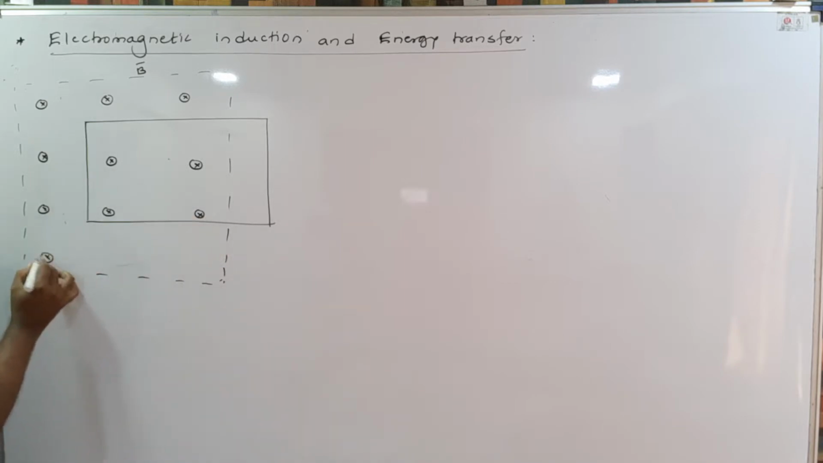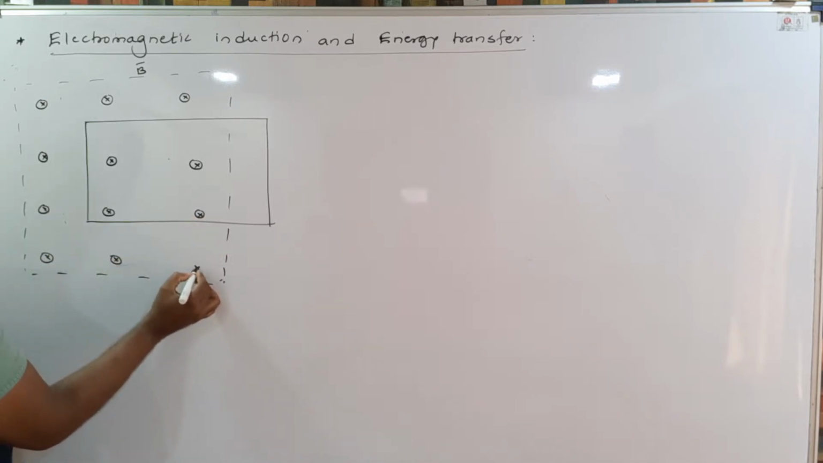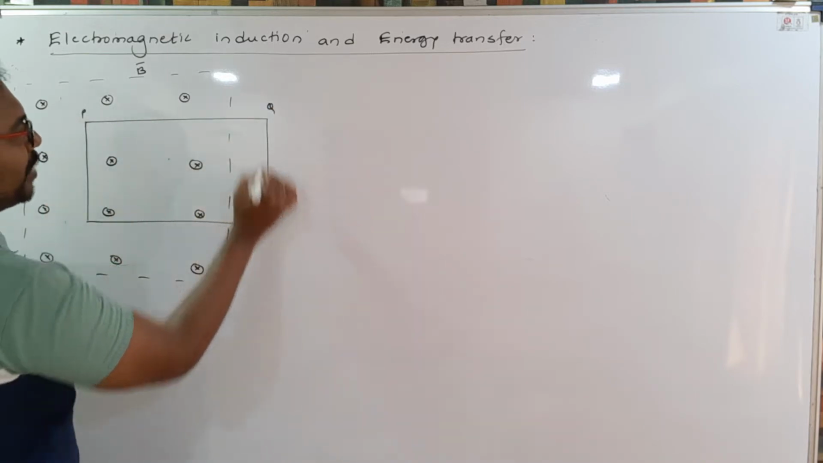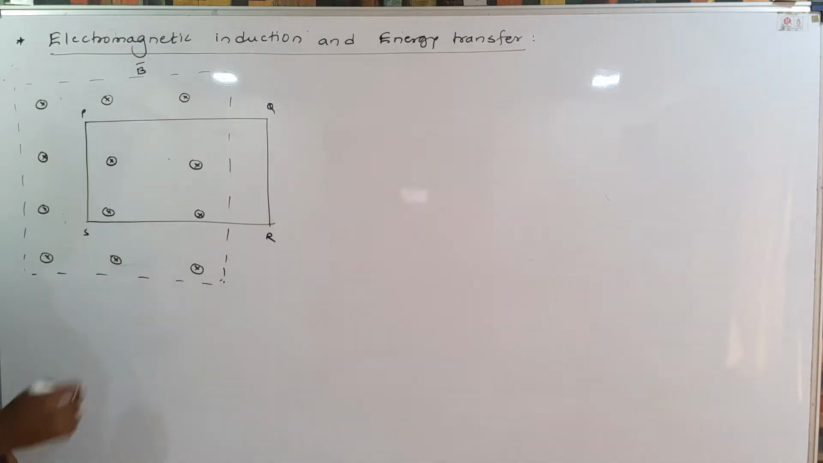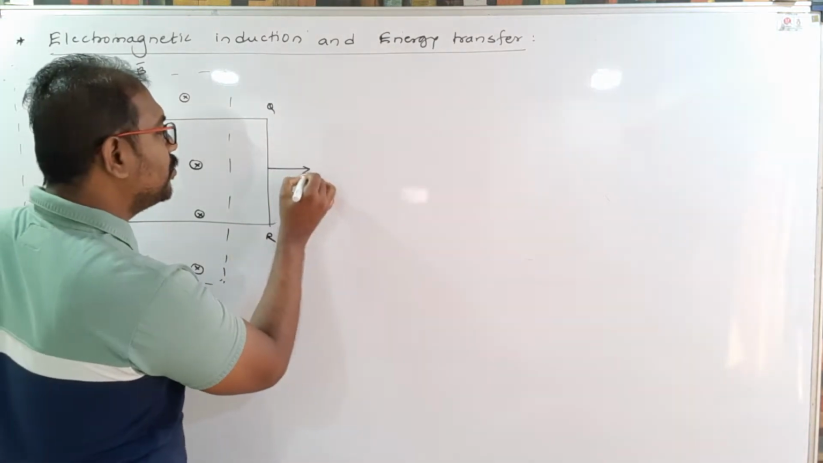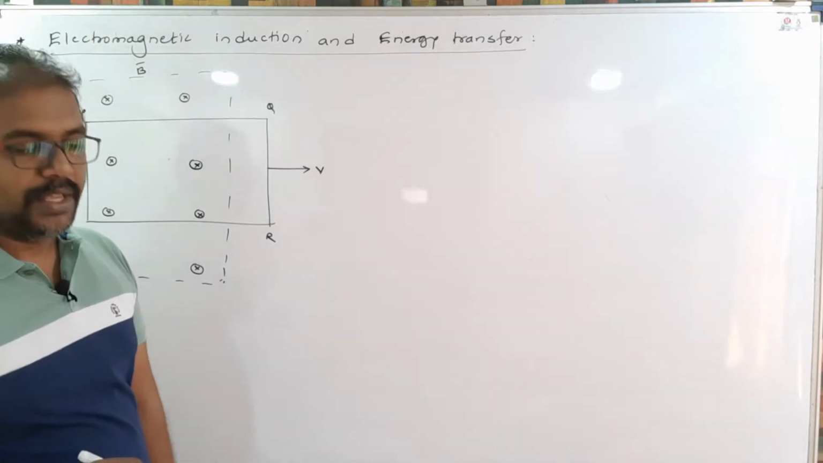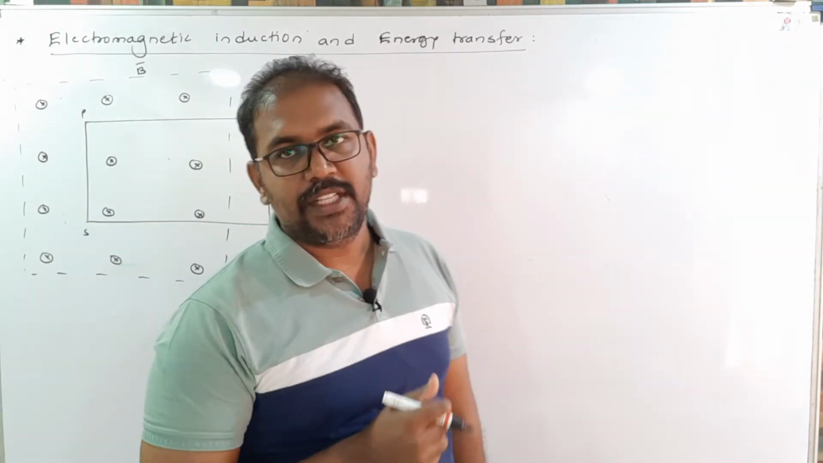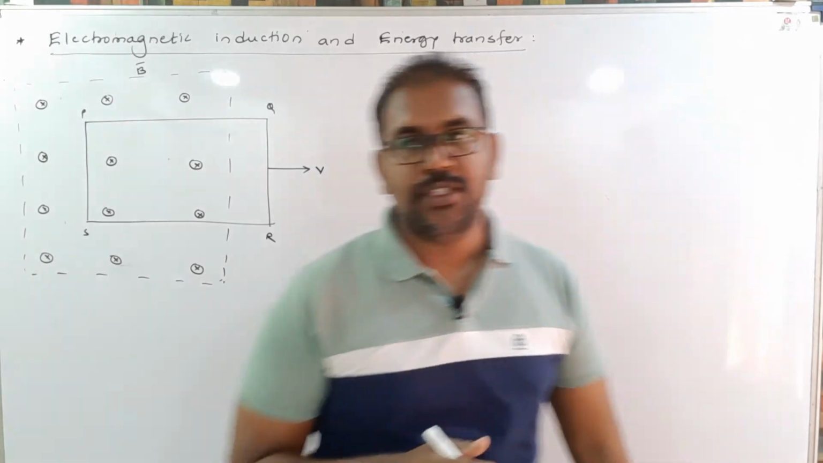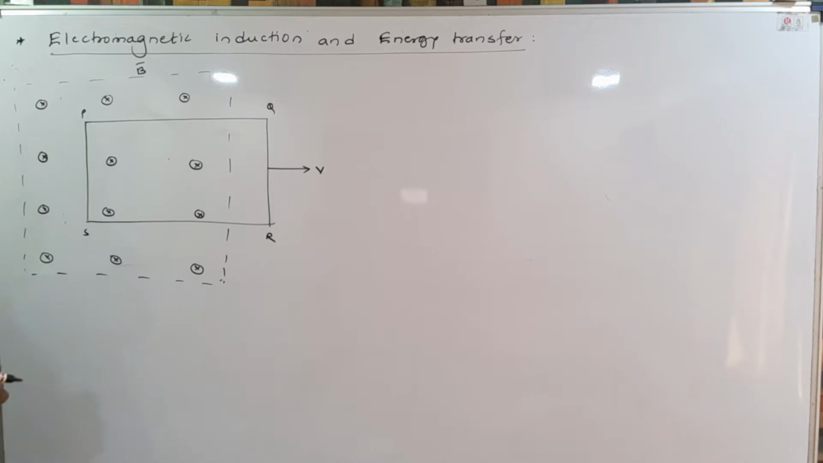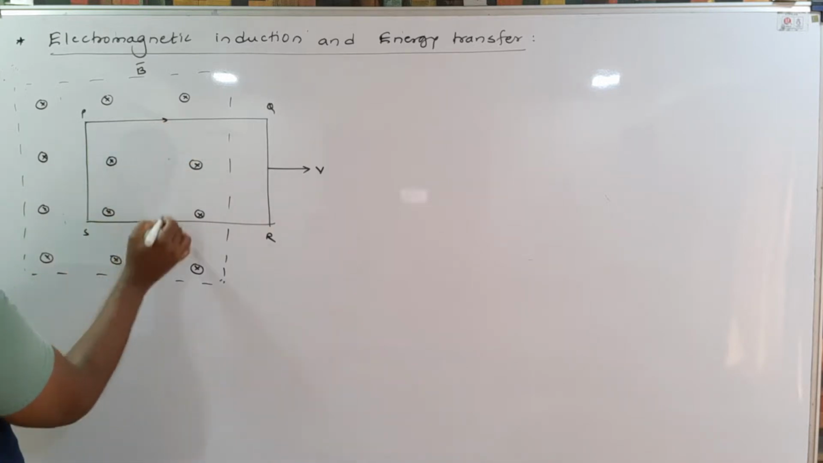Now we have to consider this loop. Let me give the name PQRS or ABCD, any name you can give, PQRS. When we pull this loop with speed or velocity V in this direction, the magnetic flux associated with this loop changes, and EMF is induced and current is induced. Let me consider the current is induced in this loop in clockwise direction. So I can show the current here.